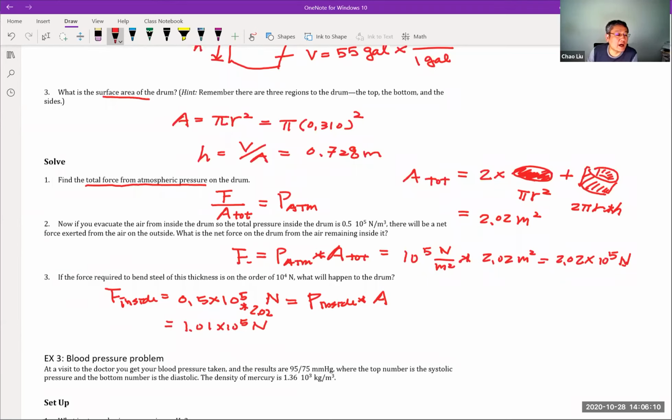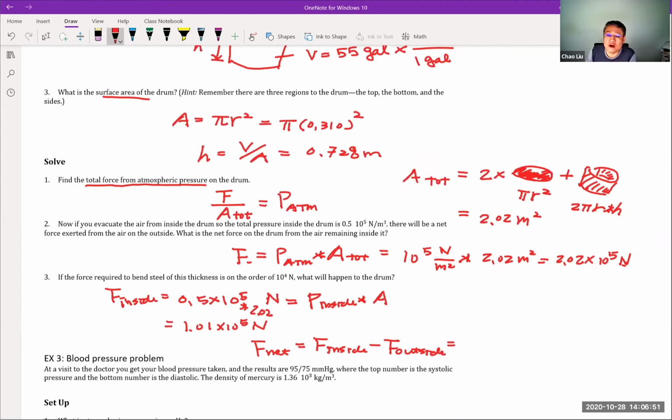And if you have the inside, which is 1.01 times 10 to the fifth, however, the outside of the drone is 1 atmosphere. So your net force to crush this one has to be equal to the force of the inside minus the force of the outside, because the outside is coming downwards and the inside is going outwards. So this one will give you the force required to crush this drone.